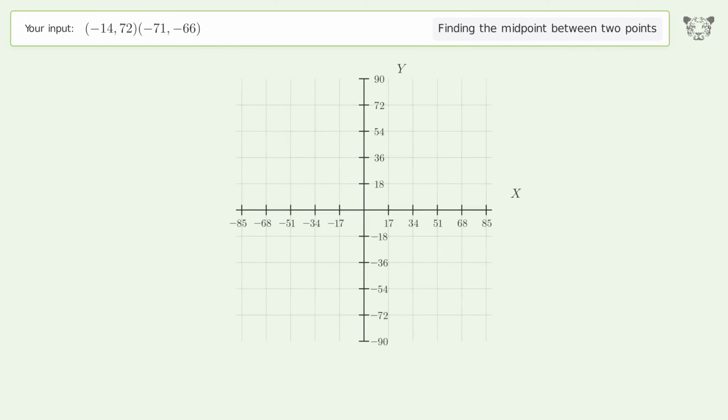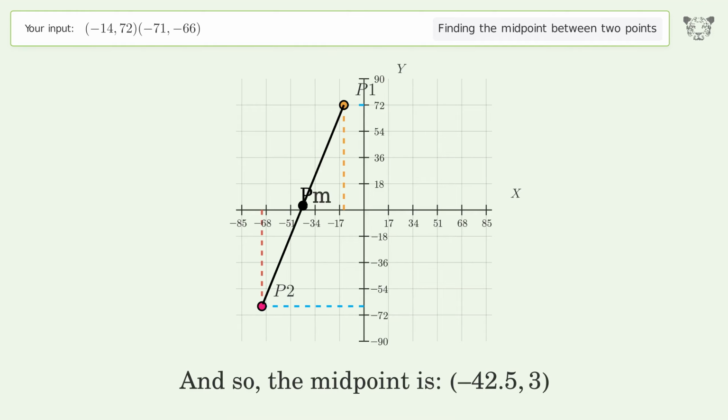And so, the midpoint is negative 42.5, 3.